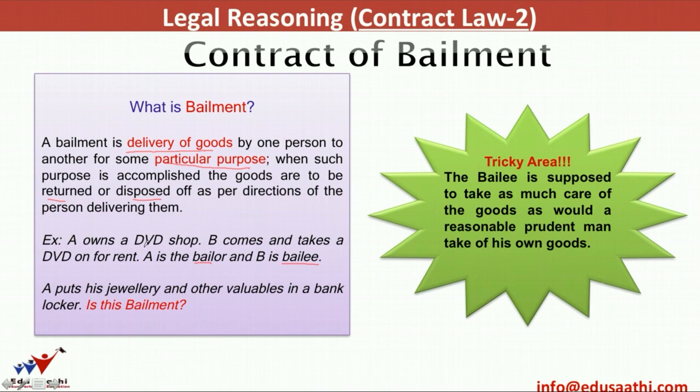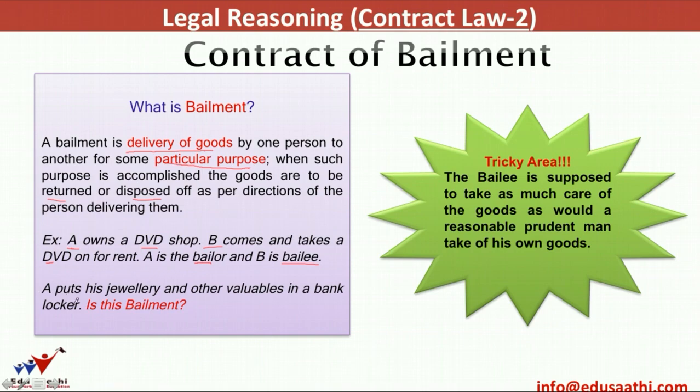A owns a DVD shop, right? B comes and takes the DVD on rent. Here A would be bailor who gives DVD on rent to B, and B is a bailee who receives the goods for the specific purpose, that is for watching the DVD, and it would be returned after the purpose has been fulfilled. So this is a contract of bailment.